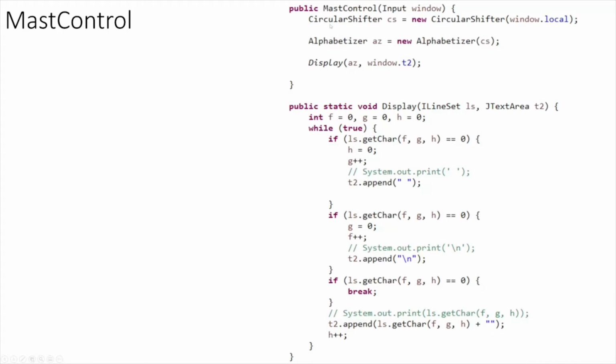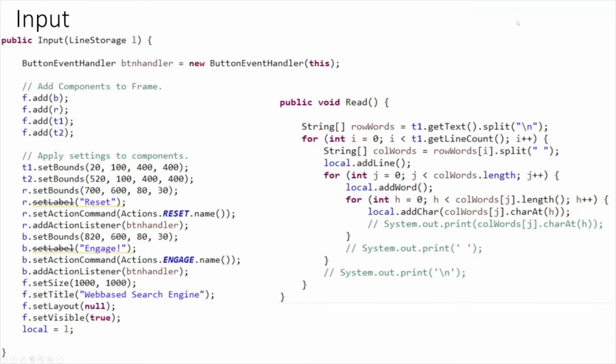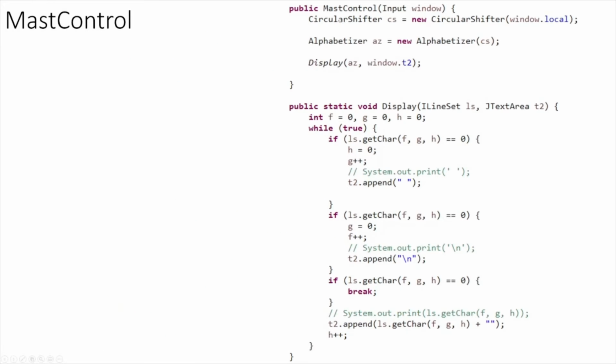Okay, so as you've seen in Steven's video, or part of the video, the circular shifter then takes whatever data the user has. This would be the local reference that was passed to here. Now that gets sent to the circular shifter. The circular shifter then shifts it. And then we pass that same object to the alphabetizer. The alphabetizer then alphabetizes it. And then we pass the alphabetizer object to the display, which then outputs it to the window, which is the second window that you see on the user interface.